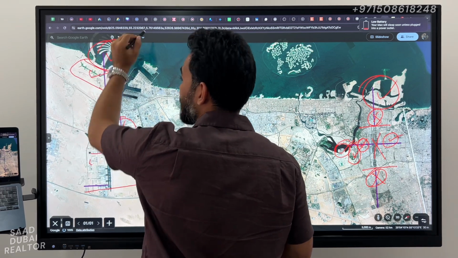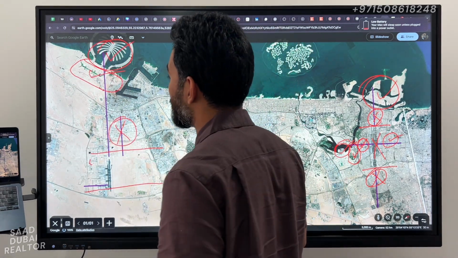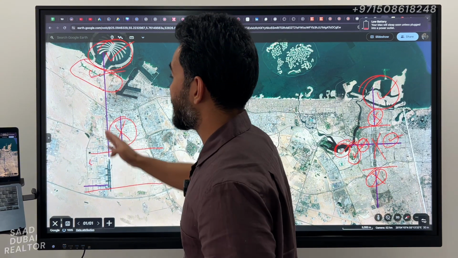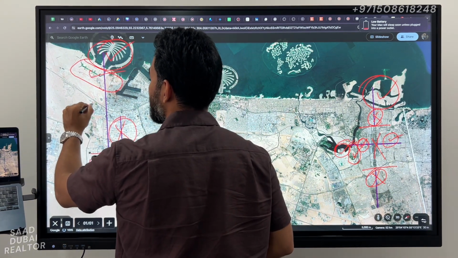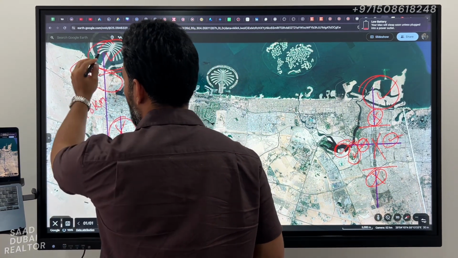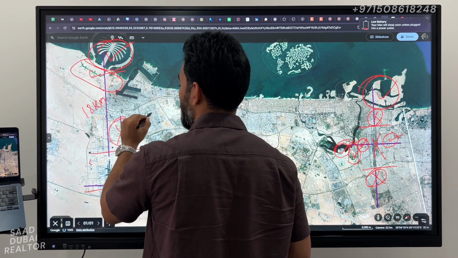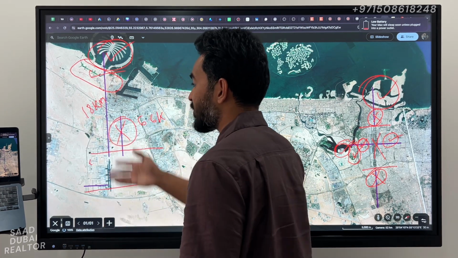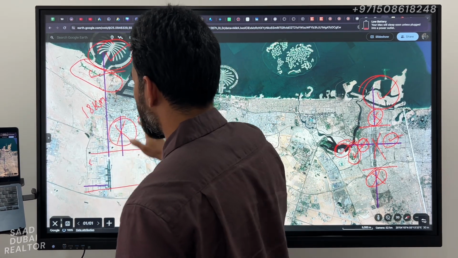Palm Jebel Ali, all clear. It's not going to have any issues right here in Palm Jebel Ali. The distance is too high. The distance is too much for you to be affected by aircraft sounds. This is 6.6 kilometers over here. This is 18, so it's almost triple the distance. So no issues right there.